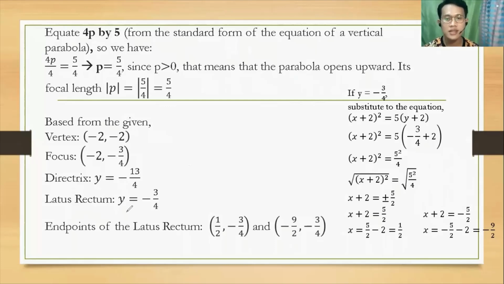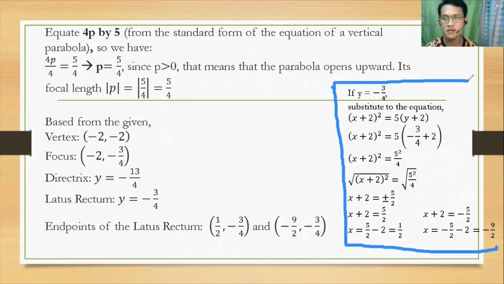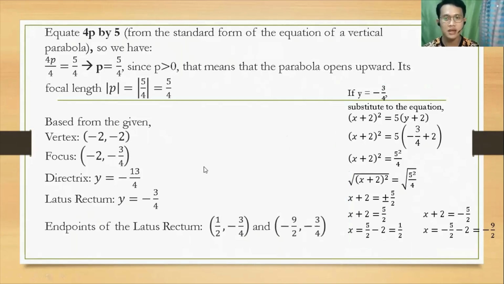And then how did we identify the latus rectum? Basically, the latus rectum will always pass the focus, so we use the y variable for the latus rectum. And how will we find the endpoints of the latus rectum? It is shown here. It's a detailed solution, so you can pause the video and take note of it. And we will get 1/2 and -3/4, and -9/2 and -3/4. So let me show you here.